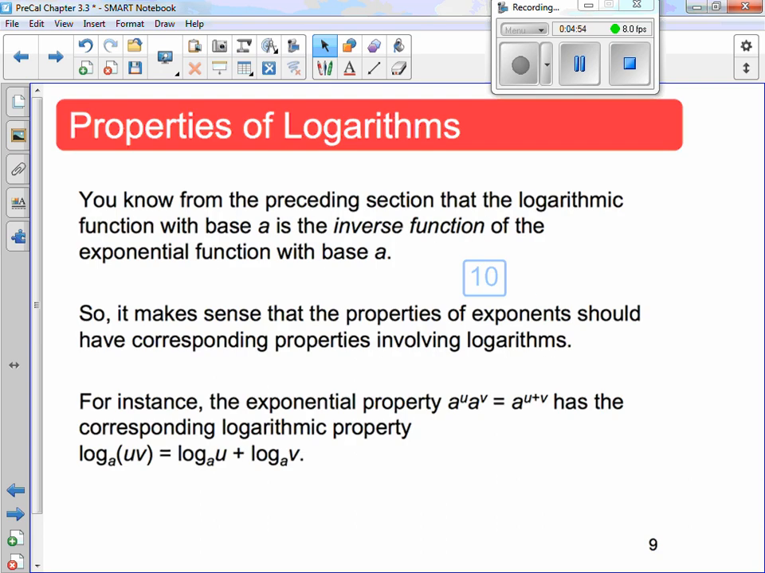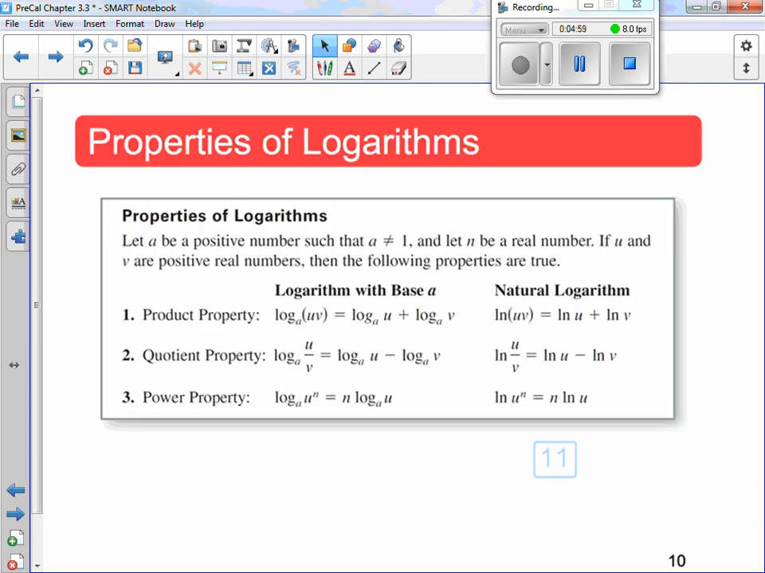Now, there are some properties of logarithms, and they're kind of talking about these inverses and whatnot. But these work with log properties: the product property, the quotient property, and the power property. These all work with logarithms.